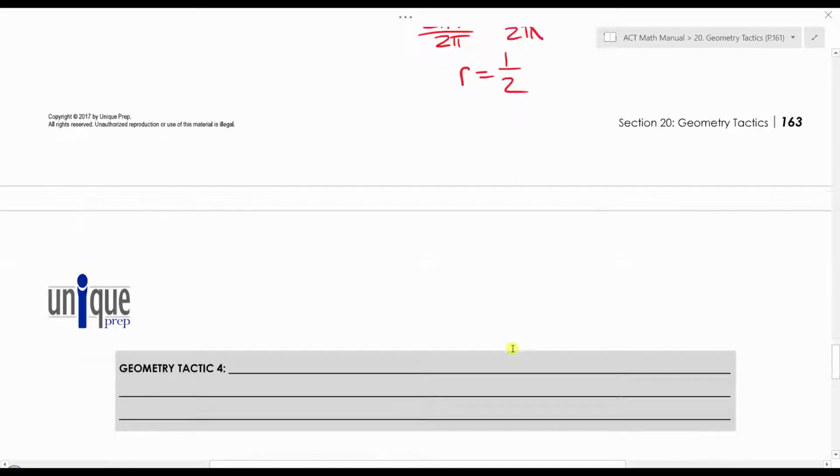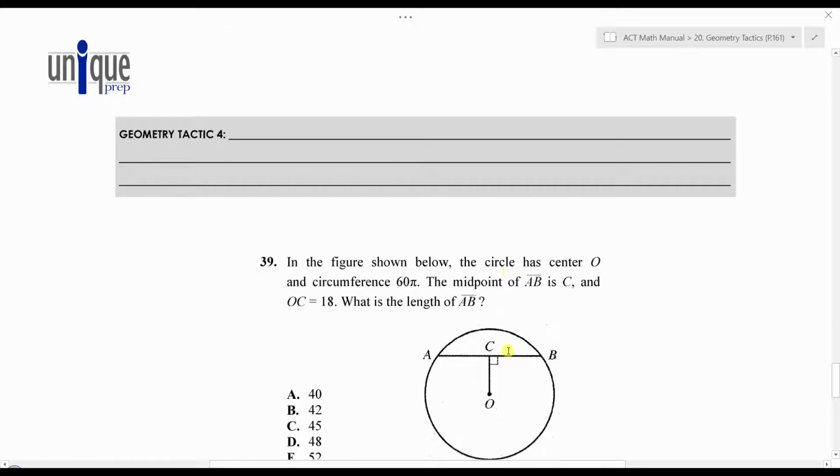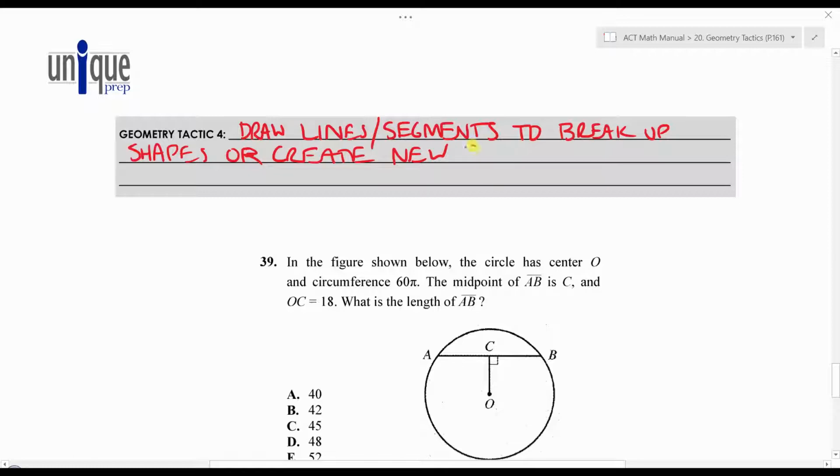Next page, page 164, we are going to head into geometry tactic number 4. This tactic is, you're going to go ahead and write this down, draw lines/segments to break up shapes, or create new shapes.